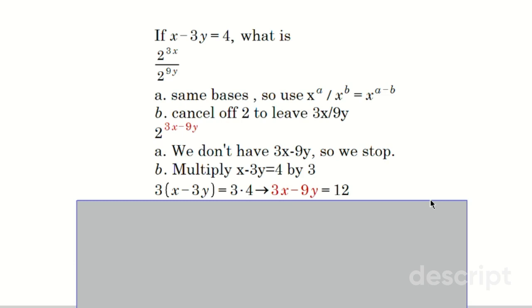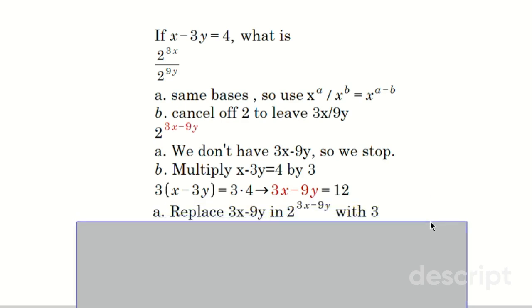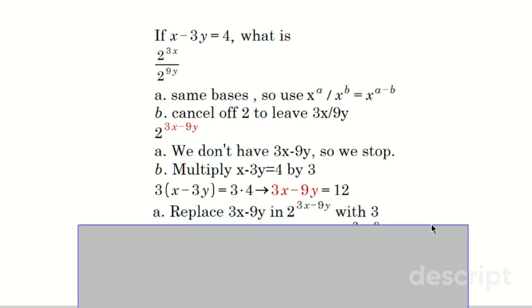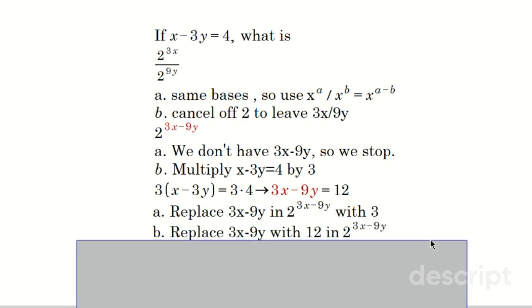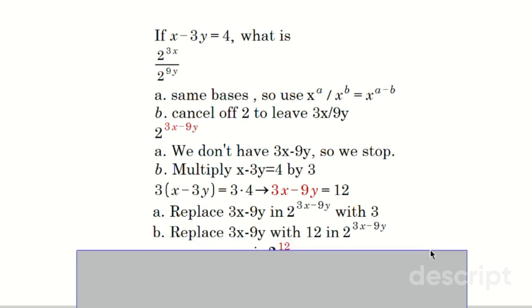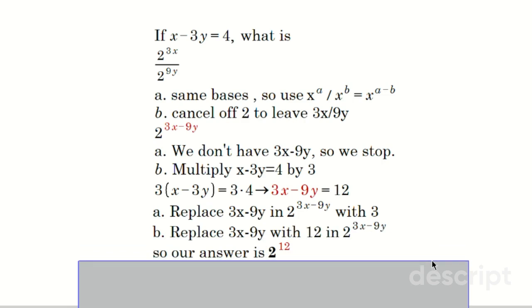Why do we want 3x minus 9y equals 12? Because our exponent is 3x minus 9y. That's why. So replace 3x minus 9y in 2 to the 3x minus 9y with 12. Which one do we do? Well, we should do it with step B there, so our final answer is 2 to the 12th.